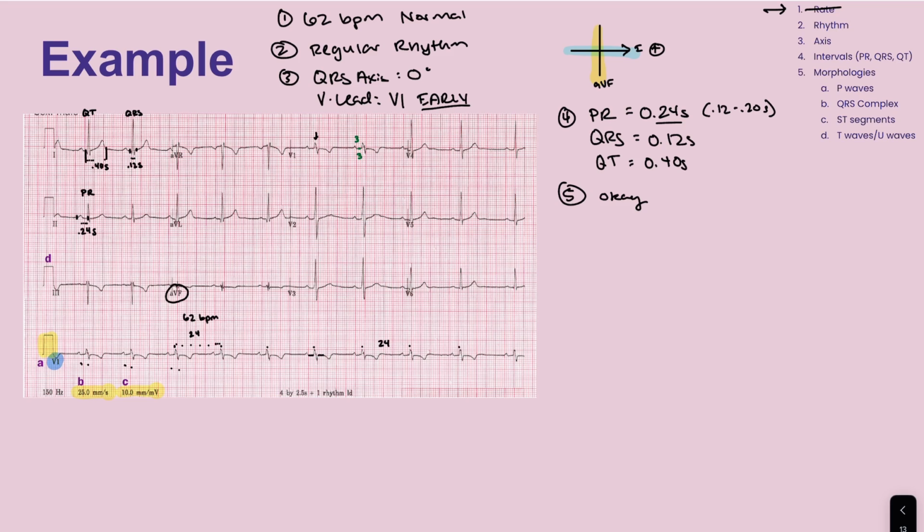So if we were to sum up this entire EKG, the one thing that I'd want to note is that our V-lead transition is early and that we're seeing a long PR interval. And we're going to talk about in other videos what some of the things that this might mean, but this is generally how you would approach an EKG from start to finish.